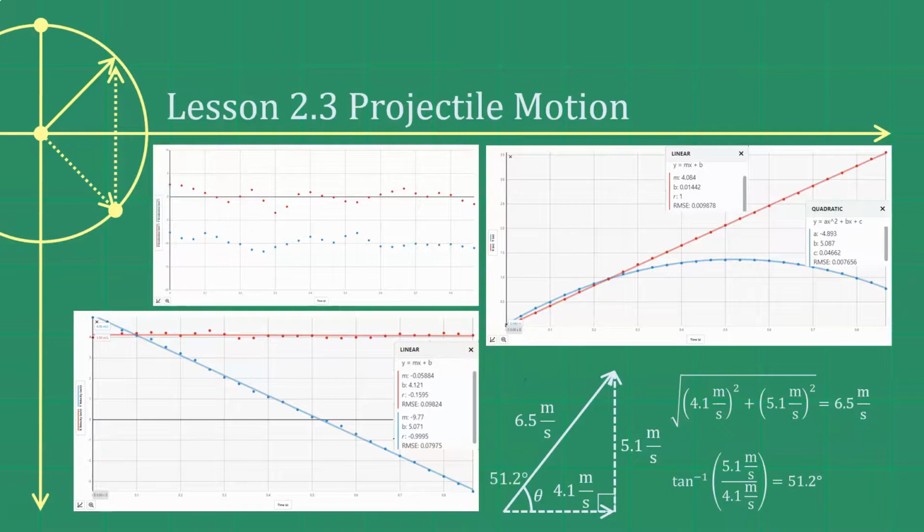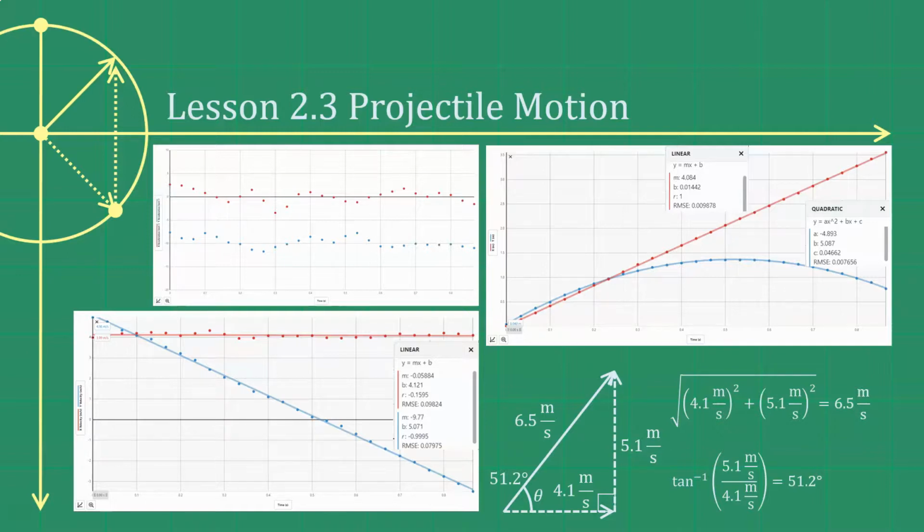So there's a few things that I know from this. I know that the ball was launched more vertically than horizontally, with a degree measure of 51.2 degrees. That's going to be an angle that points more up than it points to the side. And I know that the initial launch velocity of the ball was about 6.5 meters per second.